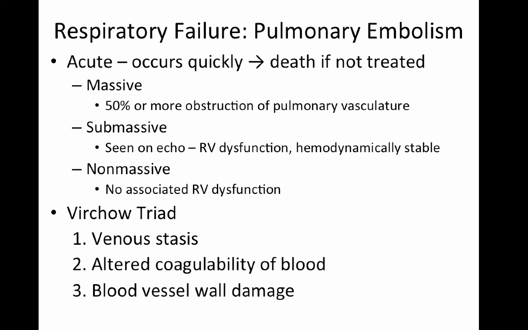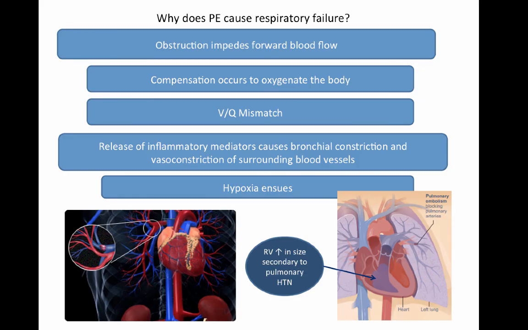PE is usually acute. You can also have chronic PE, but the respiratory failure comes from the acute PE. You can have massive, submassive, or non-massive pulmonary embolism. So why does pulmonary embolism actually cause respiratory failure? Well, you get a blood clot that lodges in the pulmonary vasculature, and basically you get an impedance of forward blood flow, right? You get a clot in the pulmonary system, and so blood comes from the right ventricle and cannot actually get into the lungs because of the clot.